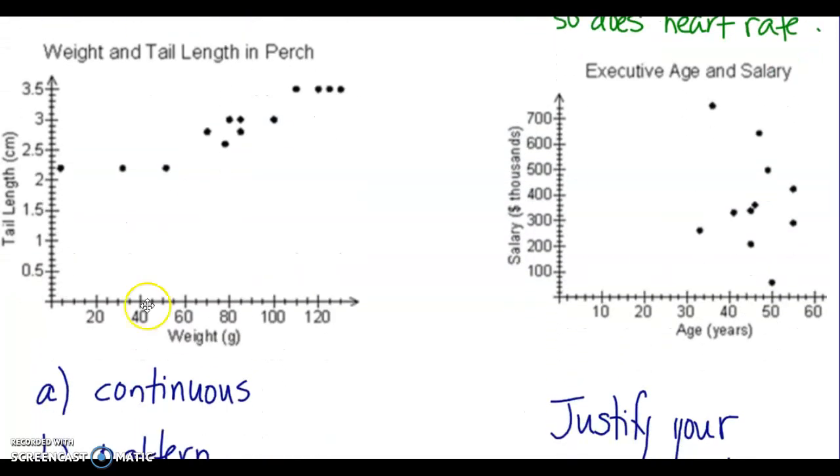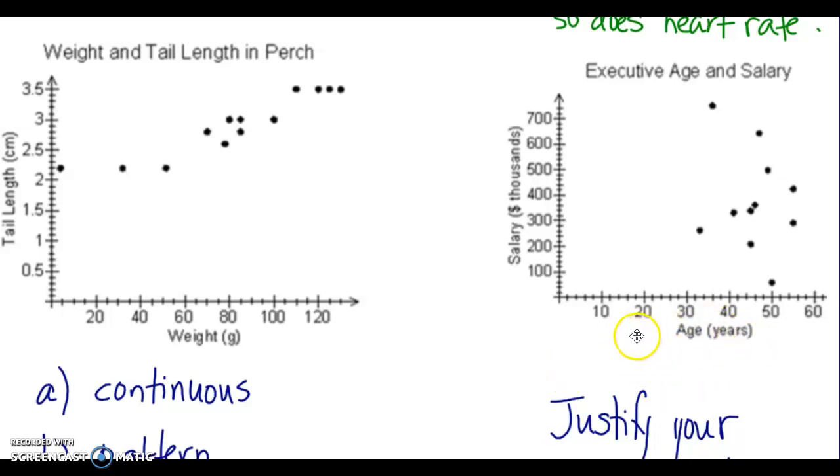Finally, my last example here, title is Executive Age and Salary. So along my x-axis, I've got an age in years. Along my y-axis, I've got the salary in thousands of dollars. So age in years, here, continuous or discrete, I can argue this.